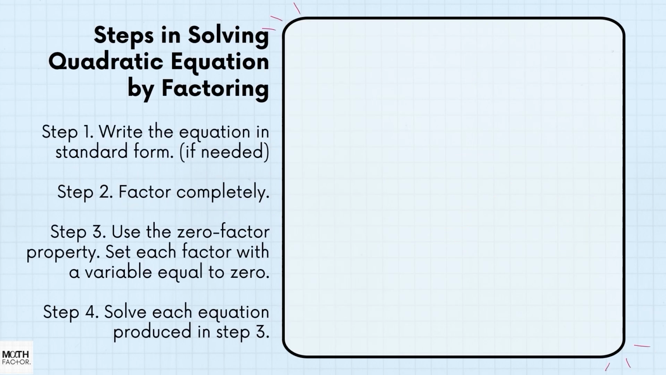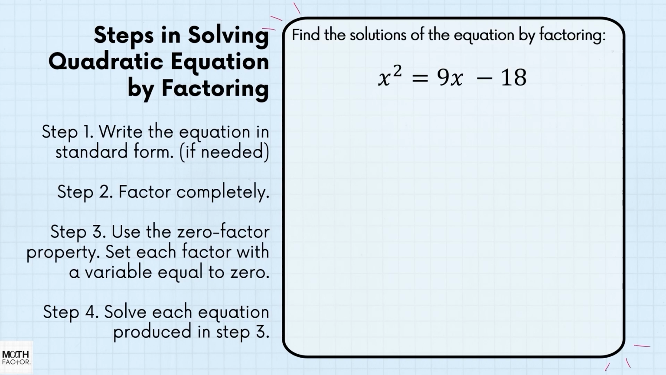Now, let us solve the following quadratic equations by factoring. For us to be guided in how to factor, we will follow these steps. Step 1 is to write the equation in standard form. Number 2 is to factor completely. Number 3 is to use the zero factor property and set each factor with a variable equal to 0. And for our last step, solve each equation produced in step 3. Let us use this process to solve for this example.